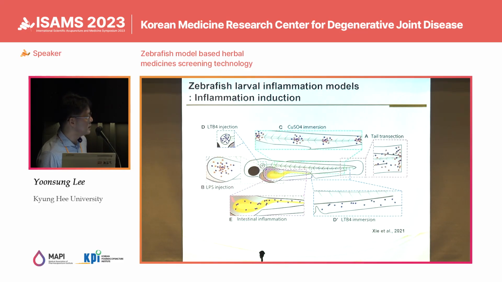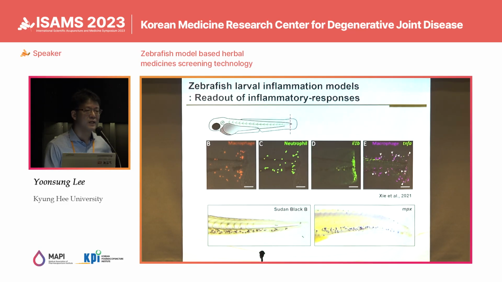Through this kind of induction of inflammation, we can also monitor the effect using several readouts of the inflammation response. As you saw here, macrophage and neutrophil, interleukin-1b and TNF-alpha are good markers for myeloid cells, especially, which indicate inflammation induction. And also using Sudan black B staining or the MPX marker with in situ hybridization, you can see markers for inflammation. Those dots are kind of boring dots, but they are a good indicator for inflammation.